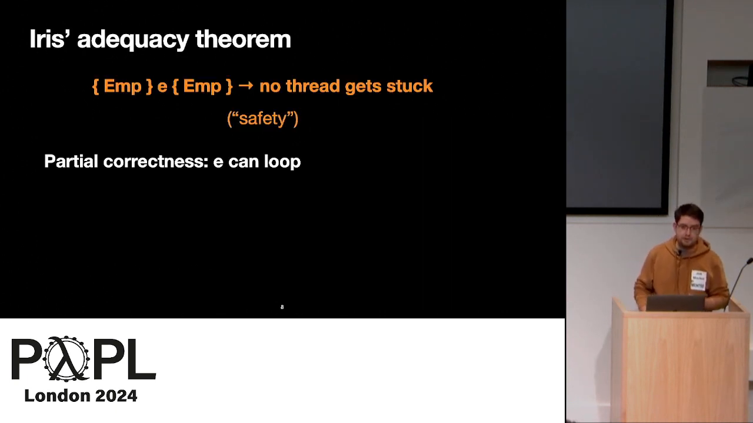And for that we have to look into Iris's adequacy theorem. Iris's adequacy theorem says if you prove such a Hoare triple, then no thread gets stuck, and this is what we call safety. But this is partial correctness, so e is allowed to loop.